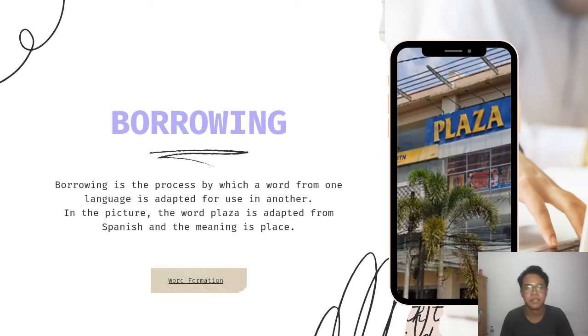The next is borrowing. Borrowing is the process by which a word from one language is adapted for use in another language. In the picture, the word plaza is adapted from Spanish and the meaning is place.